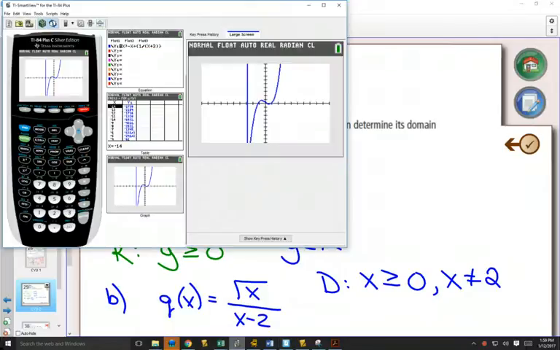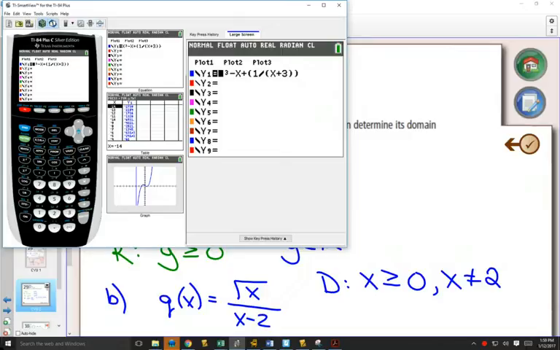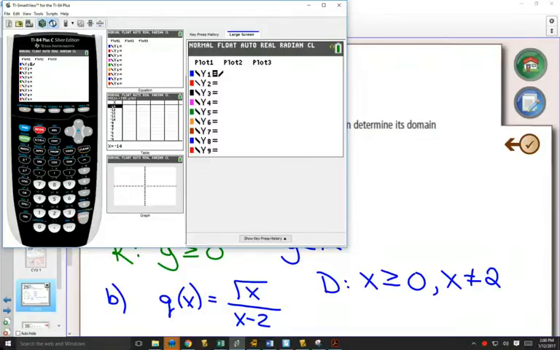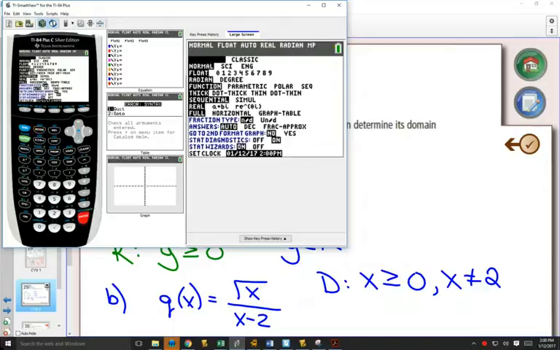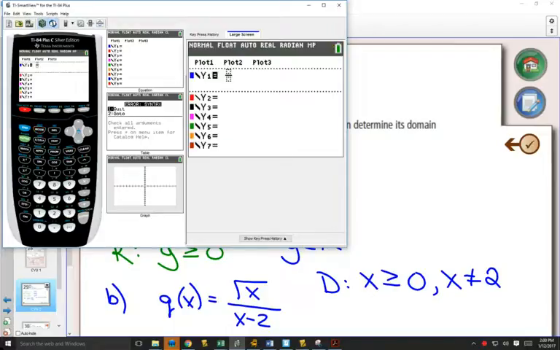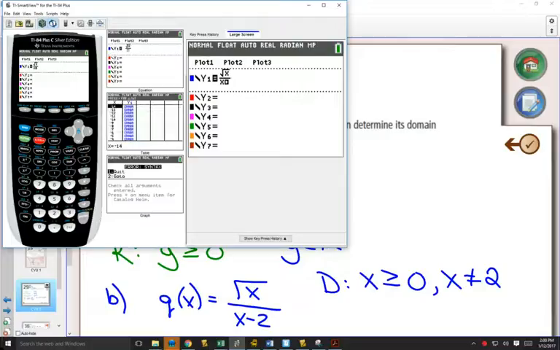We're going to type this into our graphing calculator. Why can't it be negative? Because then you would take a square root of a negative. Yes, we need it to be greater than 0. Mode, I'm going to go back to that math print. So we have the square root of x on the top and x minus 2.